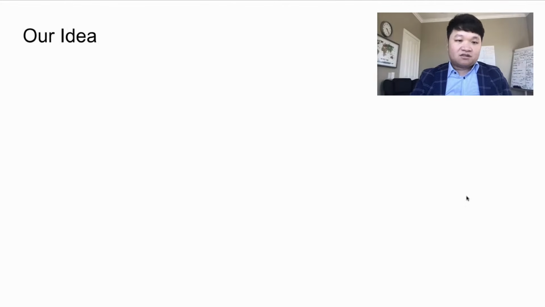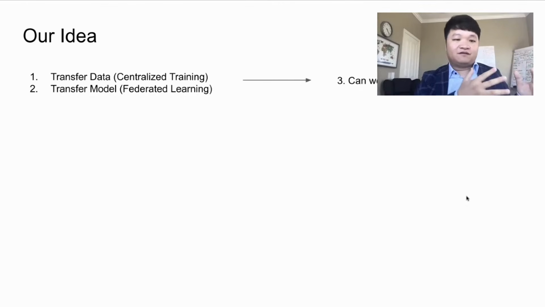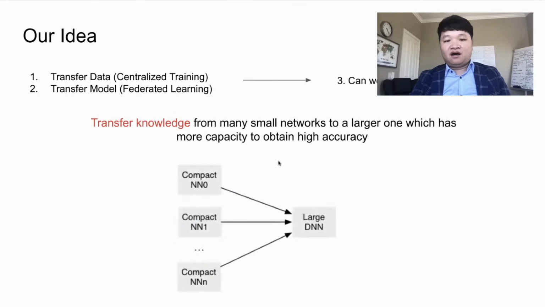Our idea is quite different from centralized training, where we transfer data to the center GPU cluster and do distributed training there. It is also quite different from federated learning, which needs to transfer the model from the client to the server. So we are thinking about how to transfer knowledge. The research question is how we can transfer knowledge from many small neural networks to a larger one. If we can achieve this, it means we can train a powerful model on scattered edge devices which are resource constrained.